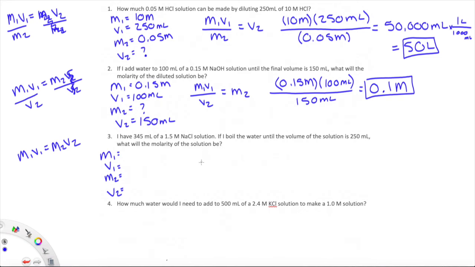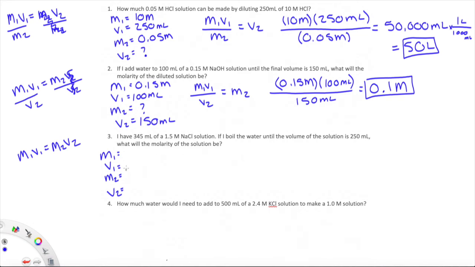Now, even though this is called the dilution equation, we can use it for making concentrated solutions as well. It works equally as well for calculating the new molarity for a more concentrated solution. And in this case, what we're doing when we boil water is we're evaporating some of our solvent and concentrating our solute into a smaller volume of solvent or water, okay?